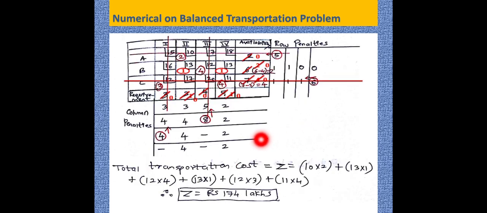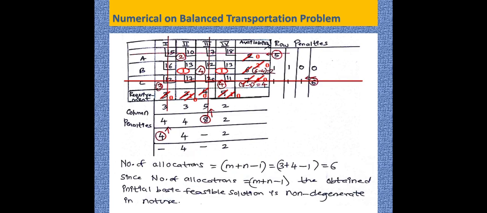So the total transportation cost is calculated by multiplying the allocated units into the transportation cost, that is 10 into 2, 13 into 1, 12 into 4, 13 into 1, 12 into 3 plus 11 into 4. So it comes to around 174 lakhs. 174 lakhs.